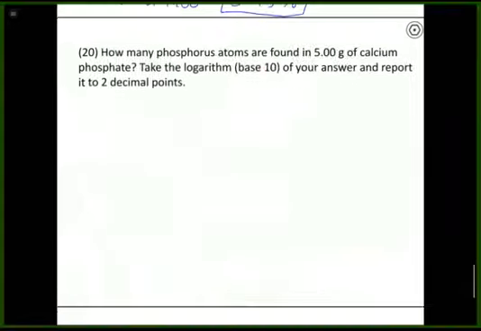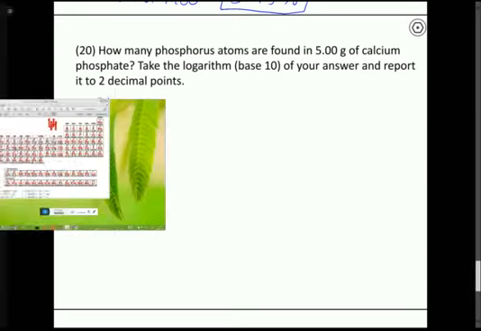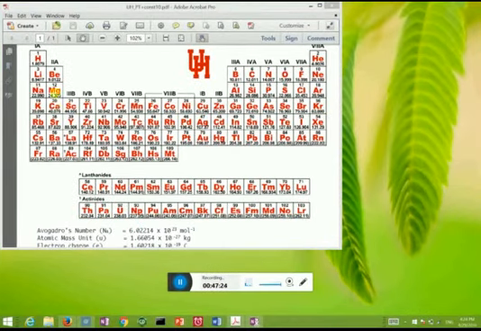Okay, we're back. Number 20, how many phosphorus atoms are found in 5.00 grams of calcium phosphate? Okay, so we're looking for the number of phosphorus atoms, so we need to know the chemical formula. So we have a compound here, and it could be helpful to know how many phosphorus atoms are in that compound. So to do this, we have calcium, which is a 2+ cation. So calcium over here is group 2A of the periodic table, so it's always going to be +2.